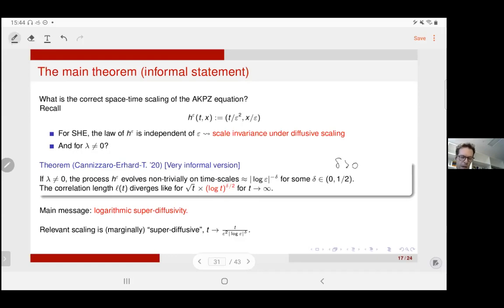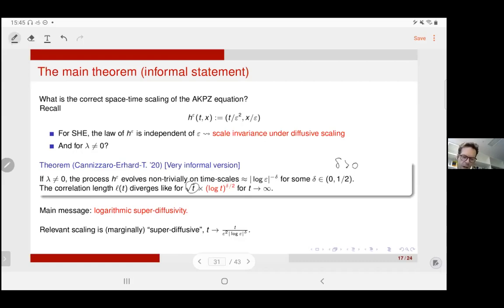Another way to see that is that the correlation length diverges. I have not defined the correlation length, that will come in a second. But believe me, in the linear case, the correlation length would be just square root of t. And in the nonlinear case, it has a logarithmic correction. So it behaves like square root of t times some power of log t as t goes to infinity. So this is a very informal formulation. I will come to a more precise one in one slide.